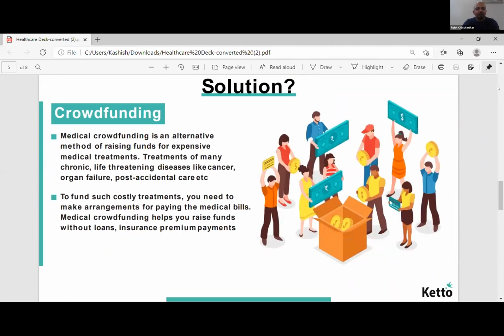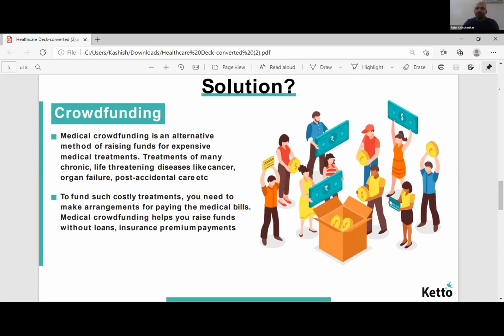The solution for that is crowdfunding. Now, I would like to introduce you to crowdfunding. In very simple terms, I'll give you an example. Say there is a bus driver and his 5-year-old son is suffering from cancer. This bus driver takes his son and walks inside Fortis.